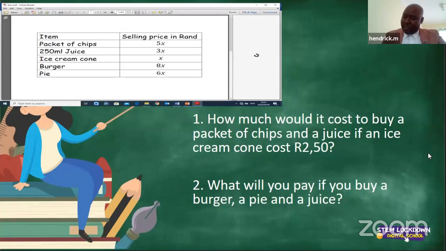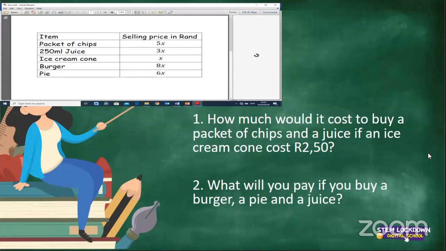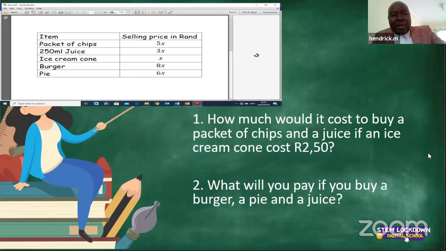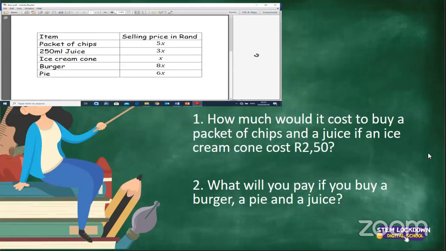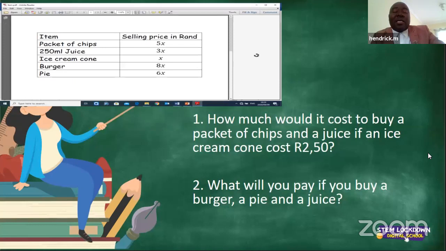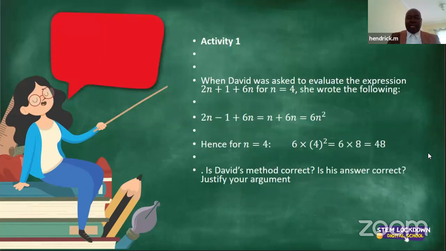How much does it cost? 15 rand. 15 rand, exactly. But how did you find it? Just tell me how did you get the answer. I said 6 times 2 rand 50. Exactly. So it will be 6 times 2 rand and 50 cents, and that will give you 15 rand. So definitely that is the correct answer. Thank you very much indeed. Without any waste of time, I think we will proceed to the next slide.